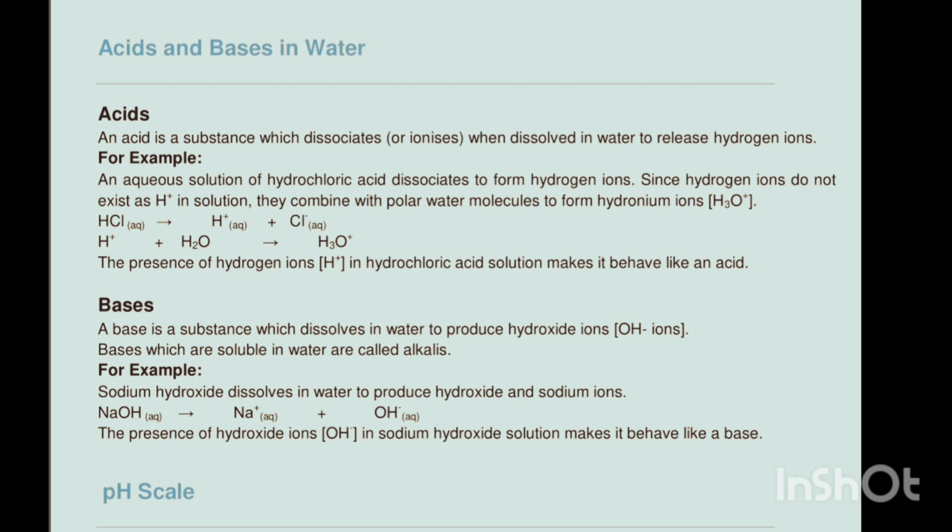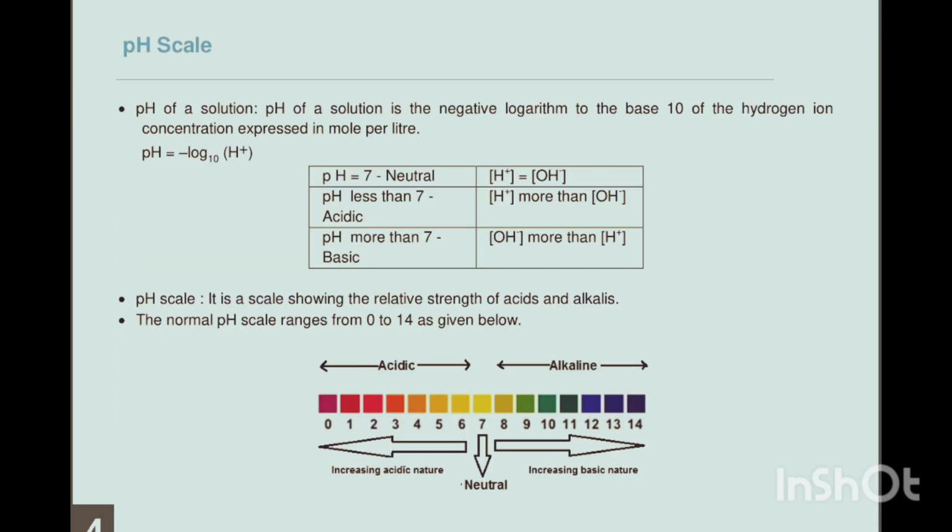In acids, H+ ions make it behave like an acid. Here, OH- ions make it behave like a base. Hope you have understood about acids and bases, and how we can identify whether it is an acid or a base. Next we have pH.